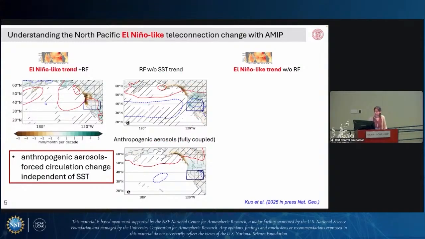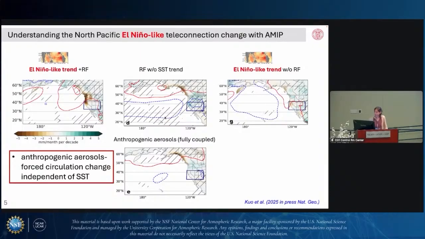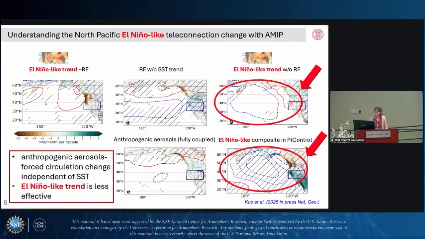And so we move on to the next experiment we ran. This is an experiment where we prescribed only the El Nino-like SST trend without radiative forcing changes. In this simulation, we can still see an El Nino-like teleconnection, but it's much weaker than our expectation from the pre-industrial control simulation. And so the El Nino-like SST trend with the uniform warming in the tropics became less effective when we compare it to the pre-industrial climate.